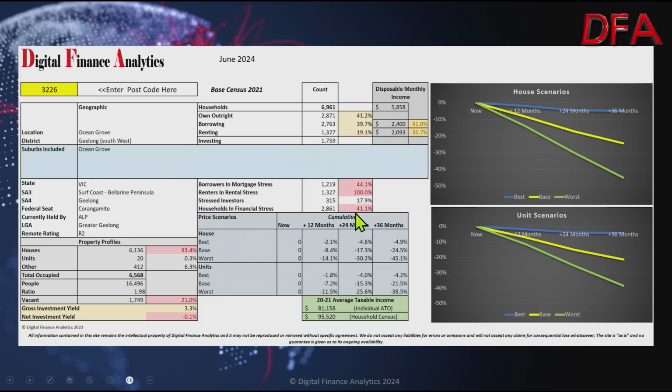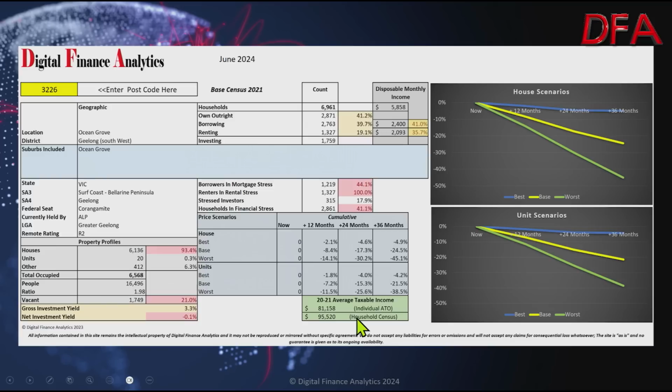The overall financial stress metric, 41%. 93% are houses, small number of units and other types of property. People ratio is 1.98%. Quite high vacancy rates, 21%. Again, second homes and Airbnb probably figuring in here. Gross investment yield is 3.3, net investment yield minus 0.1%. Average taxable is 81,000.